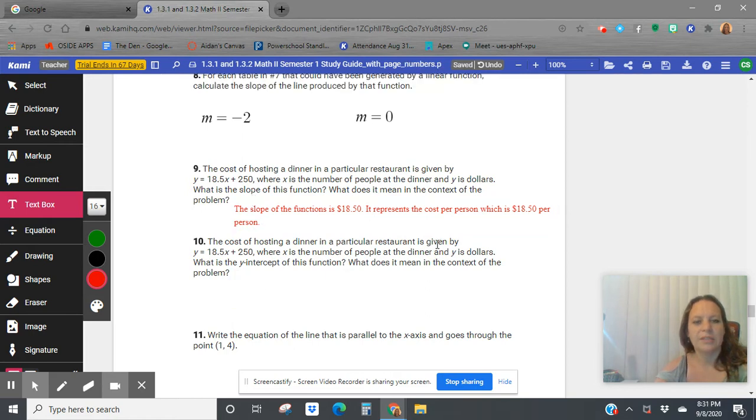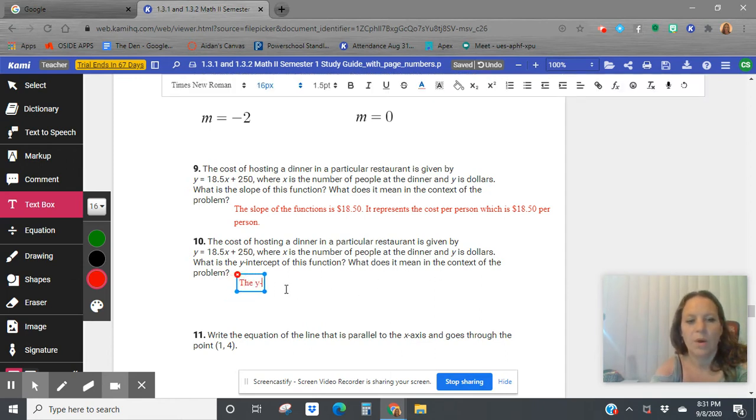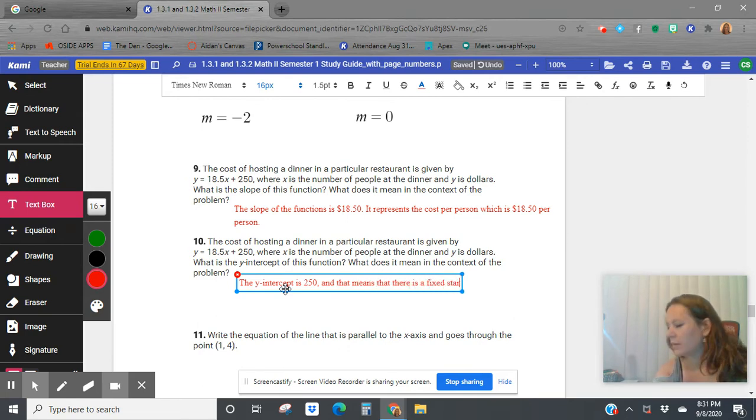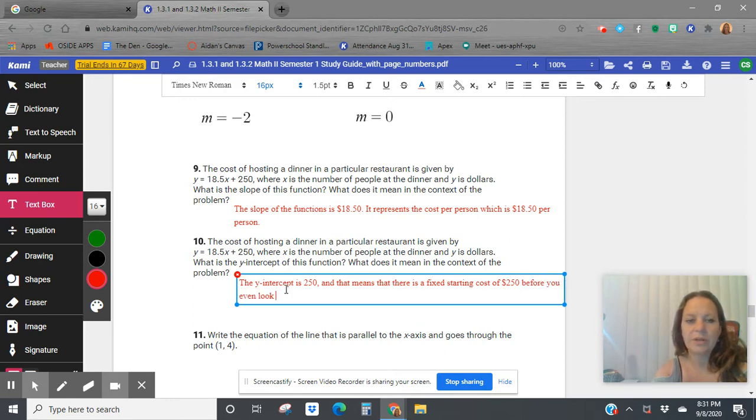The cost of hosting a dinner in a particular restaurant is given by this. What is the y-intercept of this function, and what does it mean? The y-intercept is 250, and that means that there is a fixed starting cost of $250 before you even look at the cost per person.